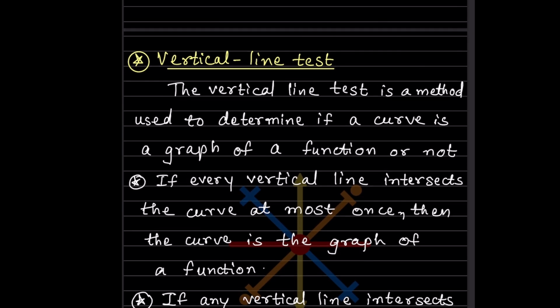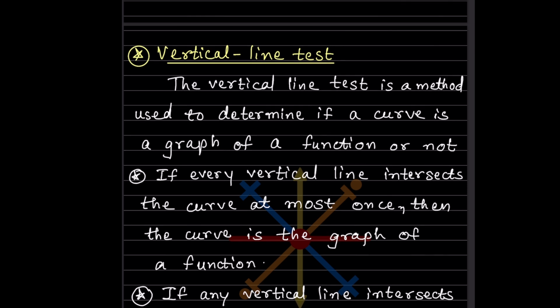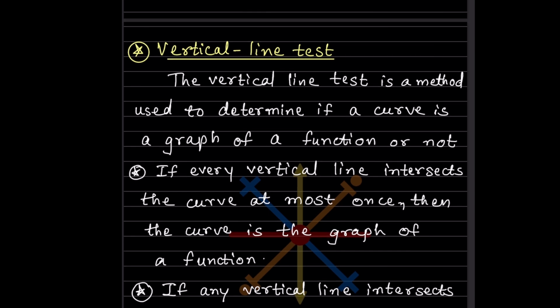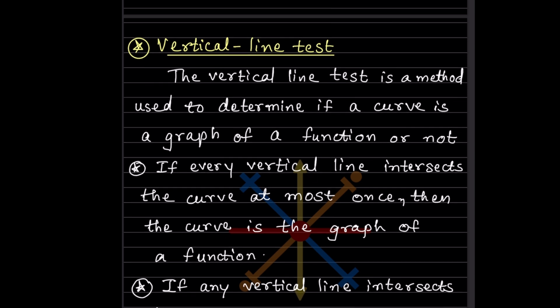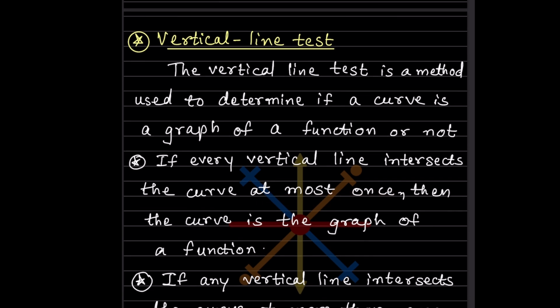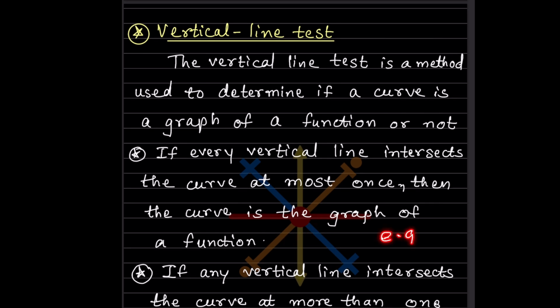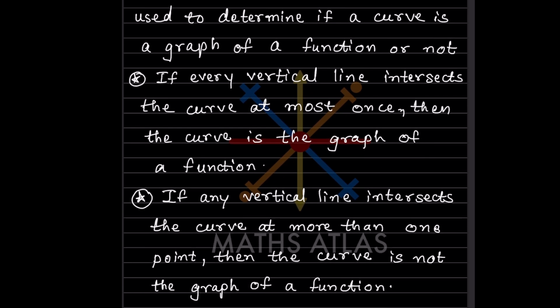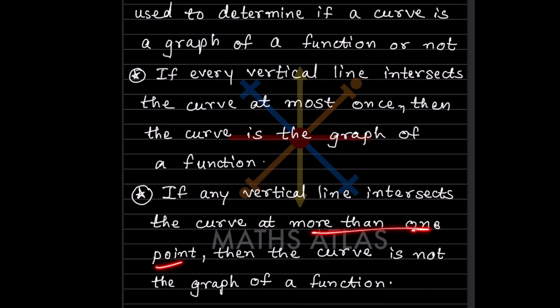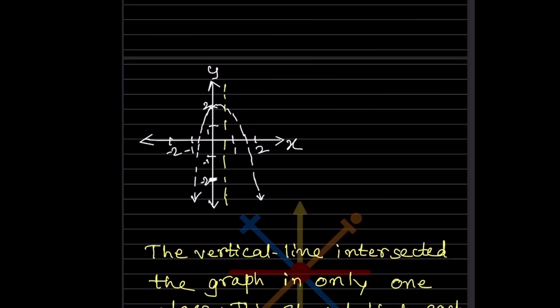Now let us see the vertical line test. Actually, what is it? It is a method used to determine if a curve is the graph of a function or not. If every vertical line intersects a curve at most one place, only one place, then we can say the curve is the graph of a function. Later on, let us see the example of this. And if a vertical line intersects the curve at more than one point, then the curve is not the graph of a function. Now let us see here.